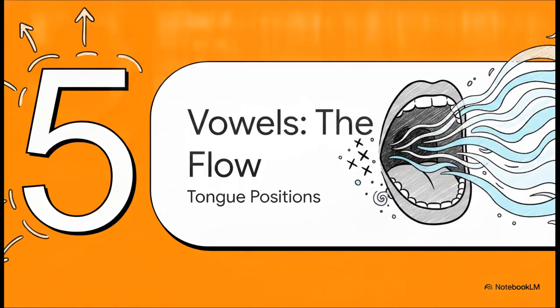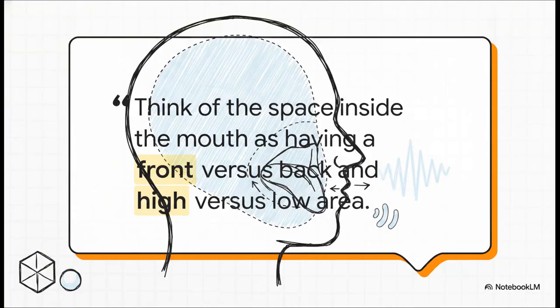Next up is Section 5, vowels, the free flow, focusing on tongue positions. So, what happens when we remove those roadblocks entirely? We enter the free-flowing, open-mouthed world of vowels. Because the air flows freely and vowels are pretty much always voiced, the exact sound you create depends totally on the dimensions of the empty space inside your mouth. To map out vowels, we have to think about this space geometrically, as having a front versus a back and a high versus a low area.